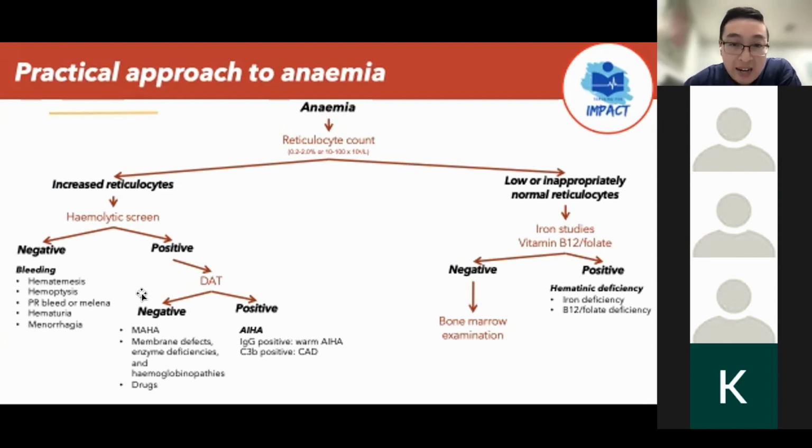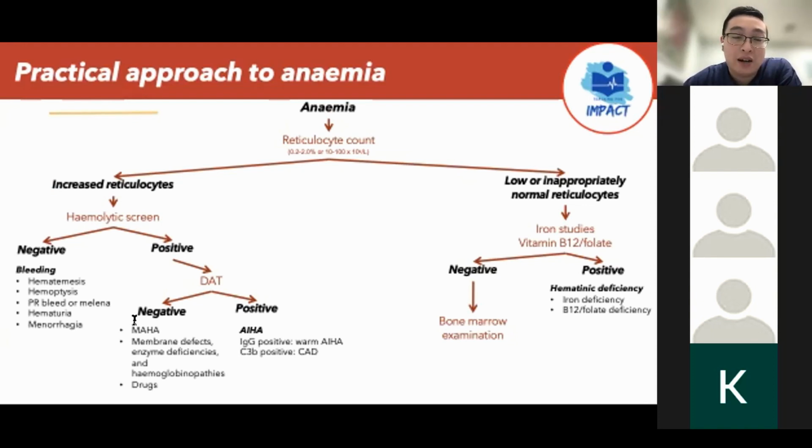Hopefully that makes sense. If it's DAT negative, then we know that it's not immune mediated. So it's all these other causes, MAHA, membrane defects, etc. It could be drugs, infections, etc. If you're actually suspecting MAHA and it fits with the clinical picture, then yeah, you would order an ADAMTS13 activity level.